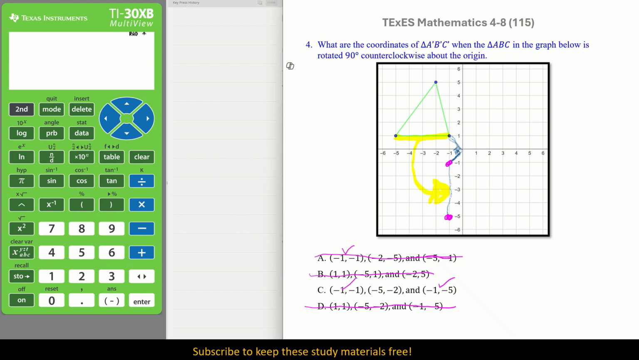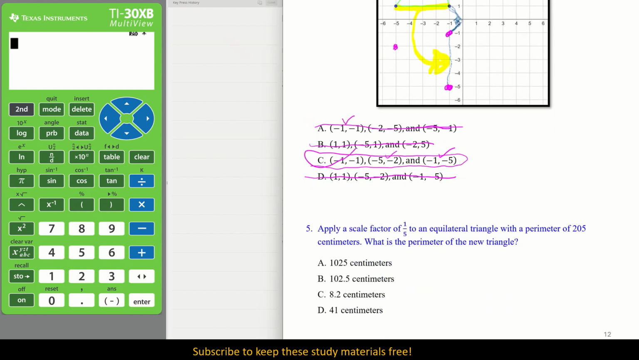Now, let's look at the other point. We need to go over 1, and for the original it would be to the left 1 and up 4. For us now in this rotation, it's down 1 and to the left 4. So we get a point at -5, -2, and that works. So option C has been verified. All right, let's look at number 5.